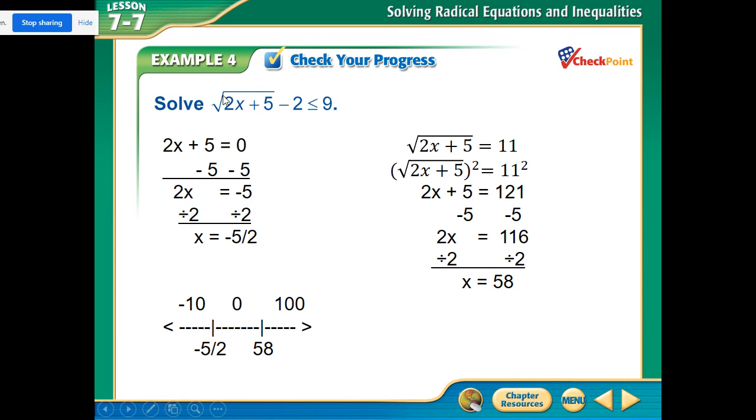All right, so again, I'm starting with whatever's inside the square root. So square root equals 0. Let's find out where that point is. Minus 5, divide by 2, we get negative 5 halves. So that's my first number here, negative 5 halves.